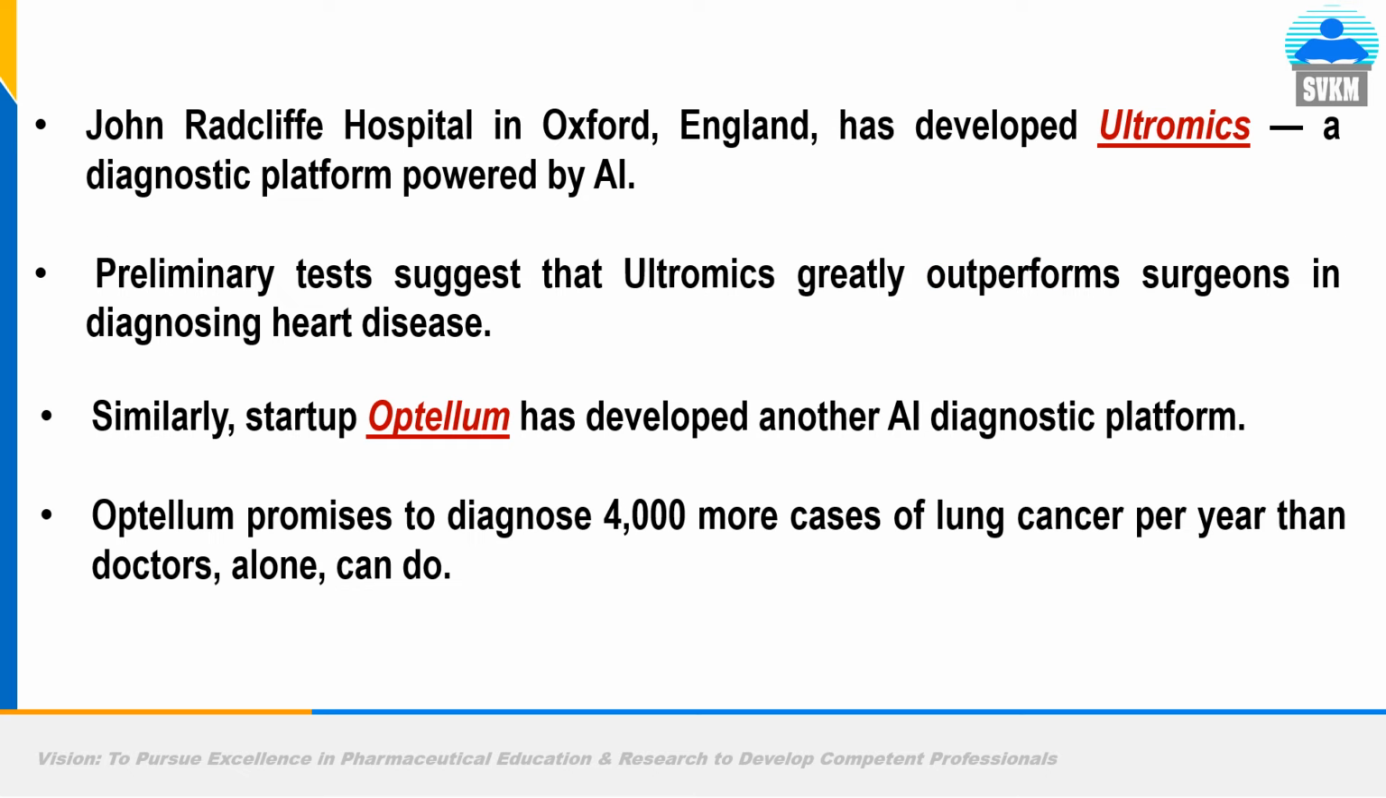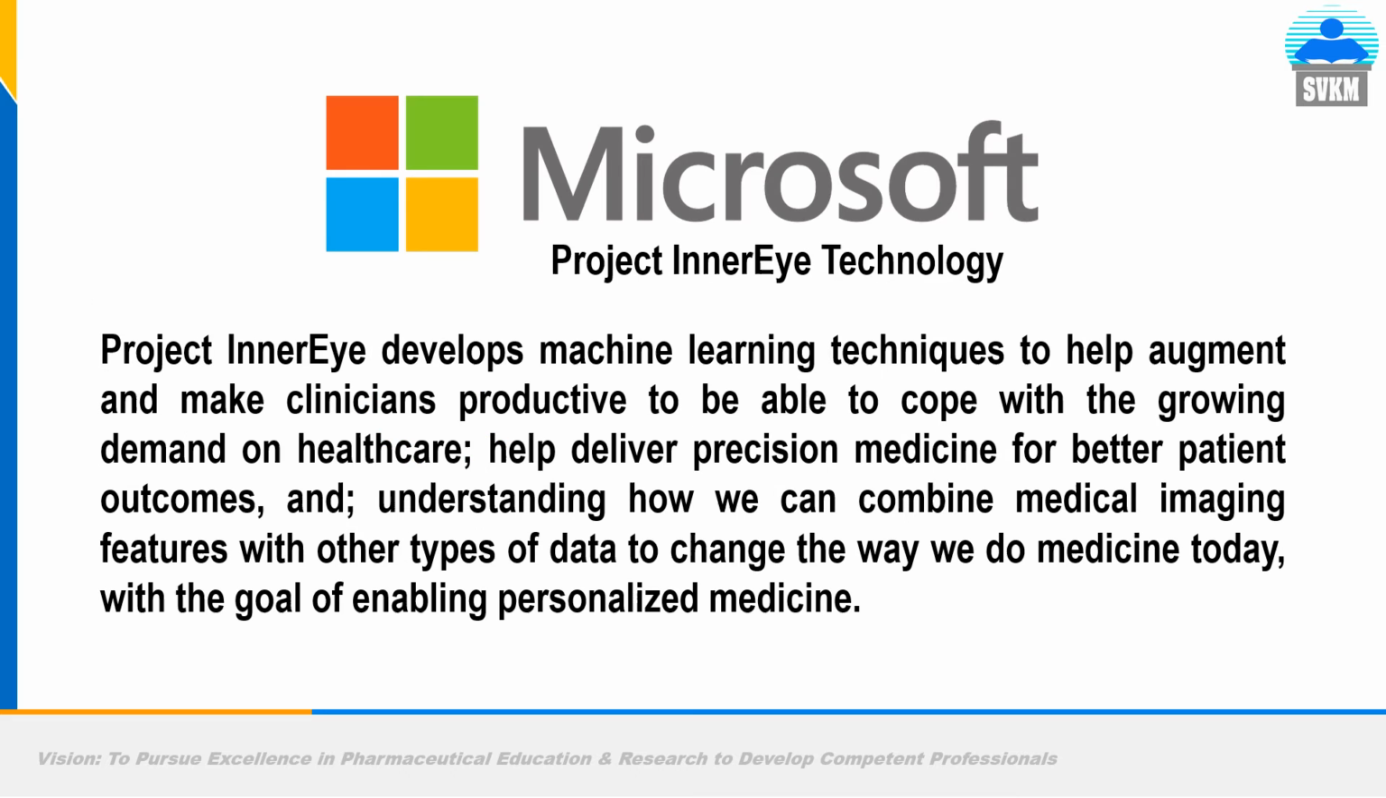For example, John Radcliffe Hospital in Oxford, England has developed Ultromics, a diagnostic platform powered by AI. Preliminary tests suggest that Ultromics greatly outperforms surgeons in diagnosing heart disease. Similarly, startup Optellum has developed another AI diagnostic platform. Optellum promises to diagnose 4,000 more cases of lung cancer per year than doctors alone can do. And the important feature is that they will do it in a faster and more perfect manner compared to doctors.